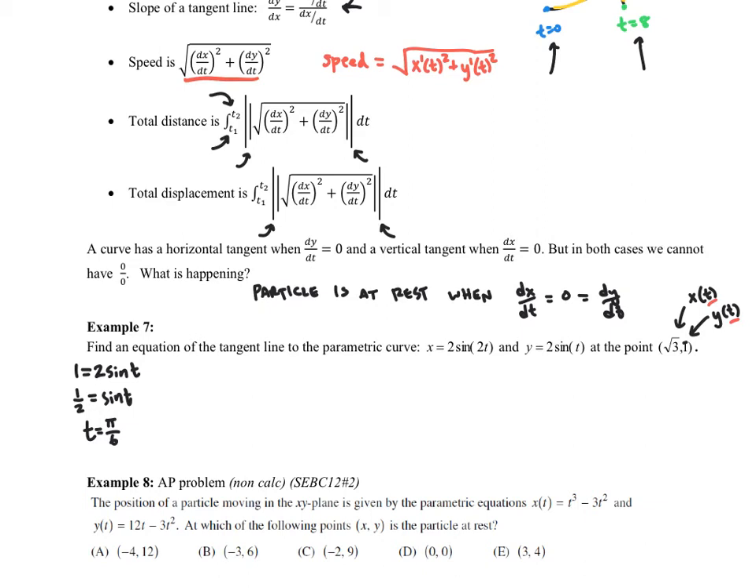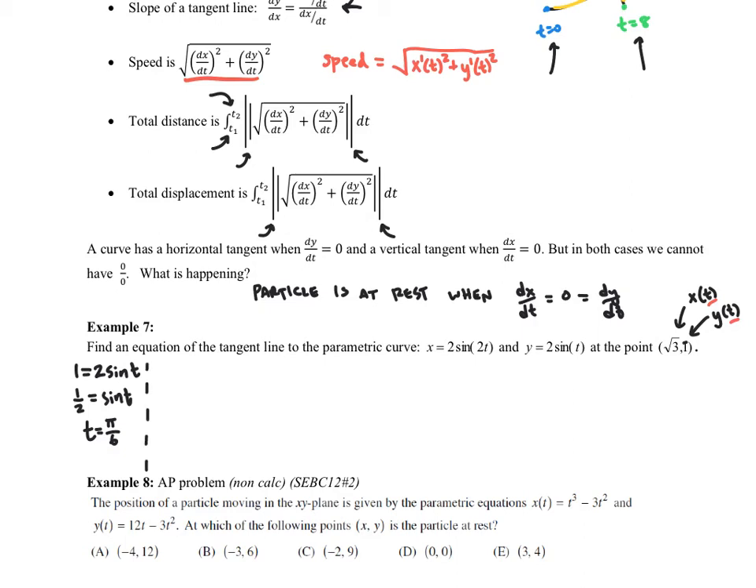Okay. So this would be the first time, right? The first time that the function would be at that point. Now it could potentially be there again, because the sine of t is 1/2 also at 5 pi over 6. So this would be the first time that this would happen.